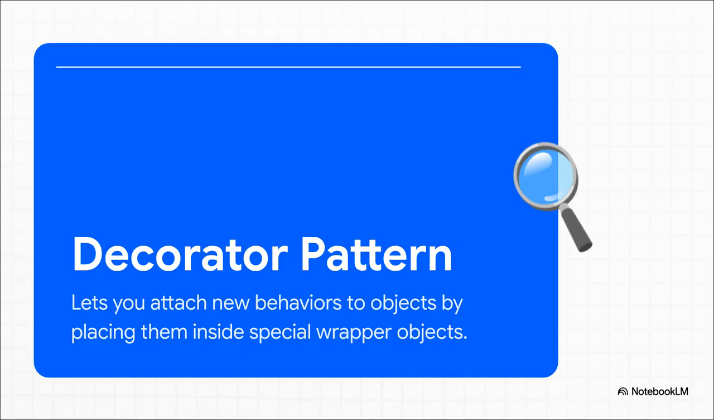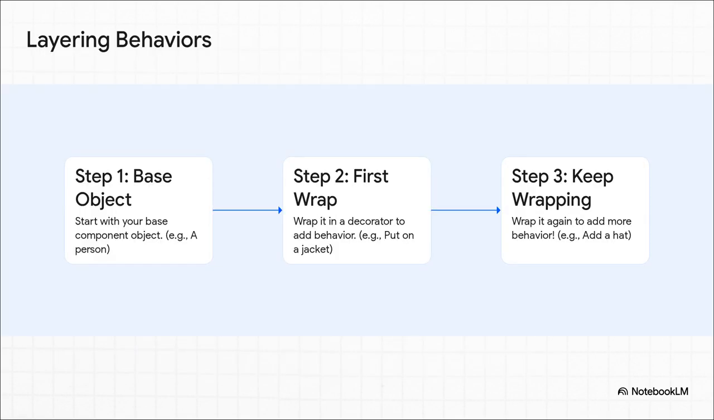And here's the official definition for you. The decorator pattern lets you add new behaviors by putting your objects inside special wrapper objects. Now, the key is that these wrappers have the exact same interface as the object they're wrapping, so from the outside, your code doesn't even know anything has changed, but on the inside, they're secretly adding new functionality. Let's just walk through that analogy.